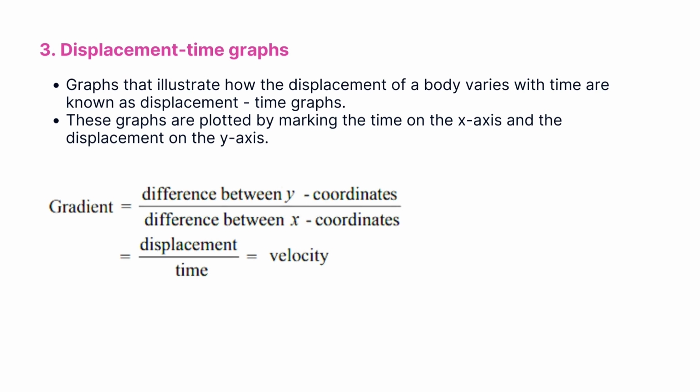The gradient of a straight line can be calculated by dividing the difference between the y-coordinates of any 2 points on that line by the difference between the corresponding x-coordinates of the 2 points. Since the x-axis represents time, the difference between the x-coordinates of 2 points is a time interval. The corresponding difference between the y-coordinates is the displacement of the body during that time interval. What we get when the displacement is divided by time is a velocity.